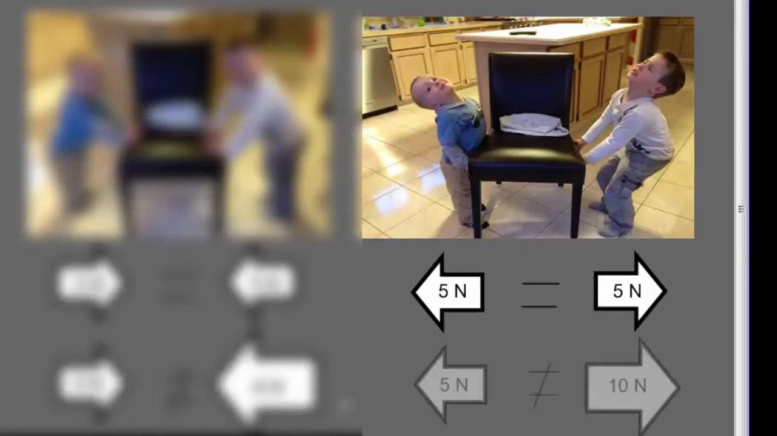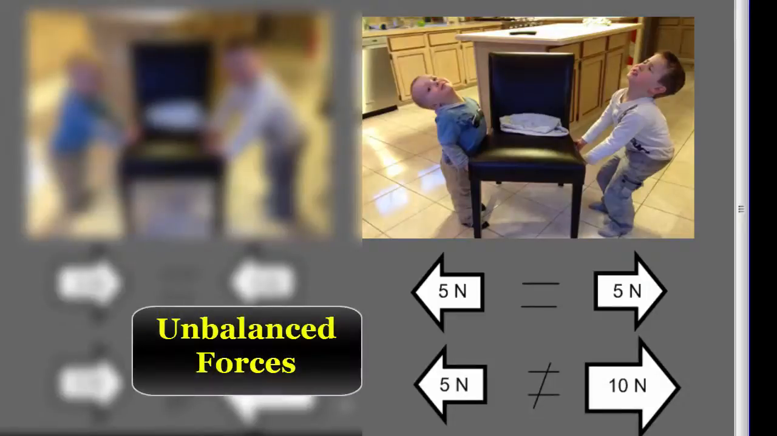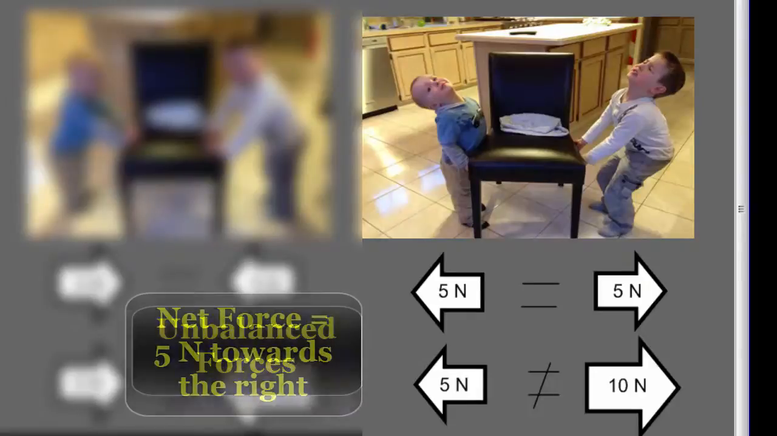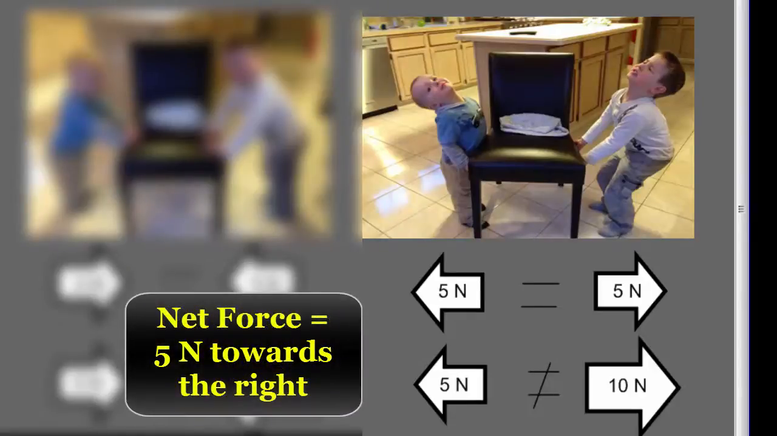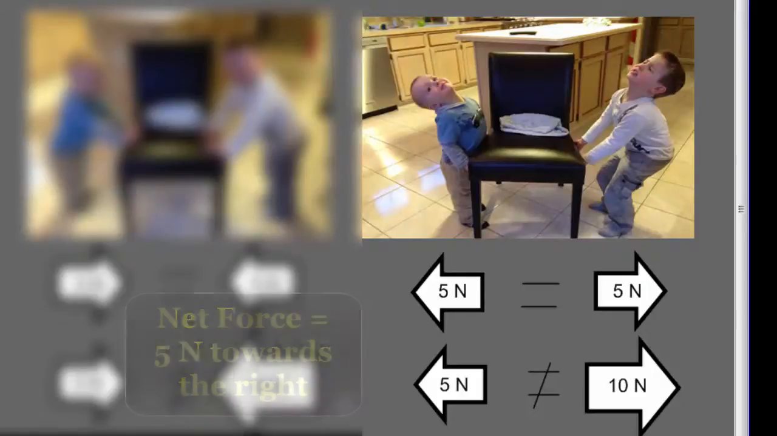Another scenario, the smaller boy could pull with 5 newtons, while the larger boy could be pulling with 10 newtons. These are unbalanced forces. Net force would be 5 newtons. And in this case, our unbalanced forces would cause the object in question, which would be the chair, to move towards the larger boy, since he is pulling with a greater magnitude of force.